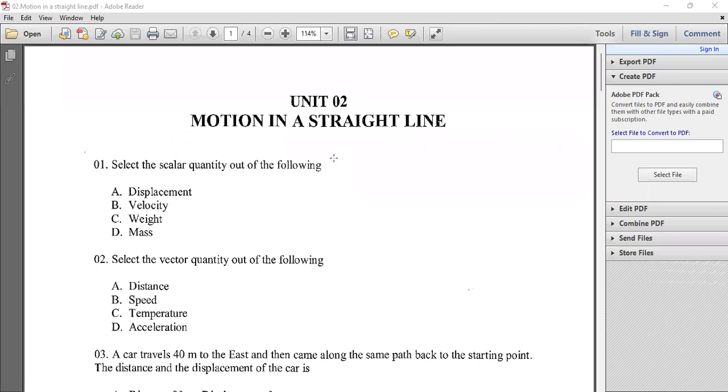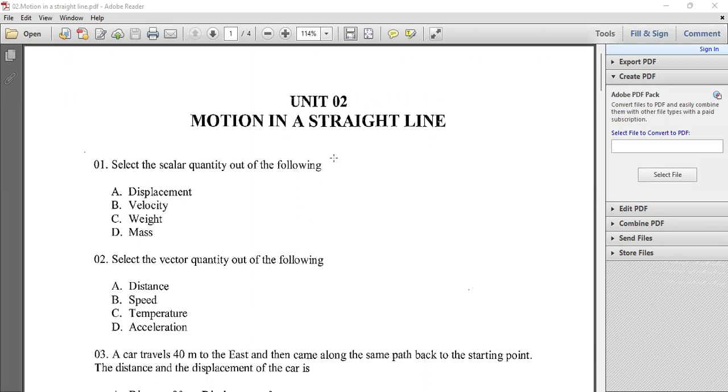Okay, we are going to talk about your revision MCQ paper on the motion in a straight line lesson. That means your second lesson. The first question asks you to find out the scalar quantity. As you all know, the displacement. So, what scalar quantities and vector quantities are?